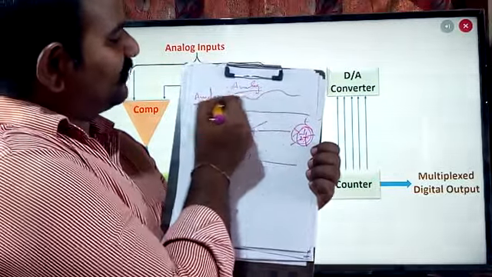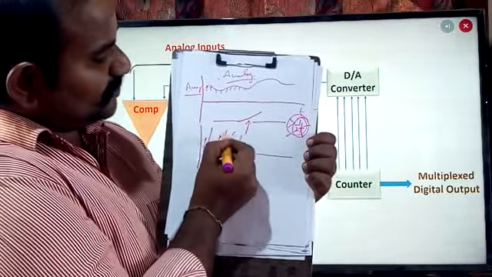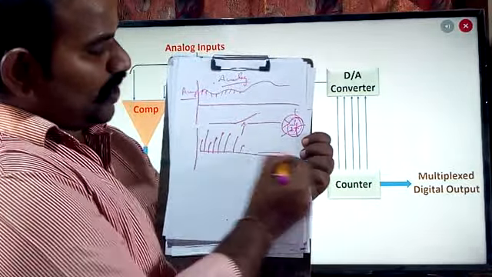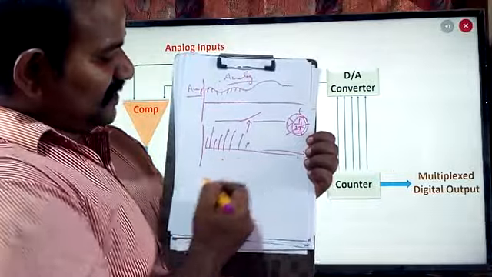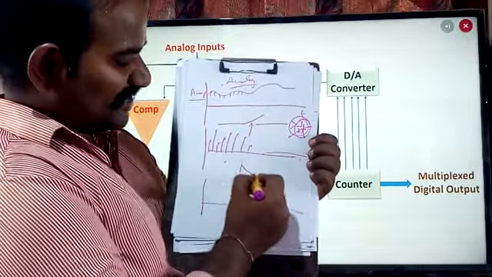After a certain period of time, we are going to get this amplitude, this amplitude, this amplitude, this amplitude, this amplitude, this amplitude, and so on. Okay, so this is a discrete signal. Now, in order to convert the discrete signal into the digital format, I am going to use the comparator.